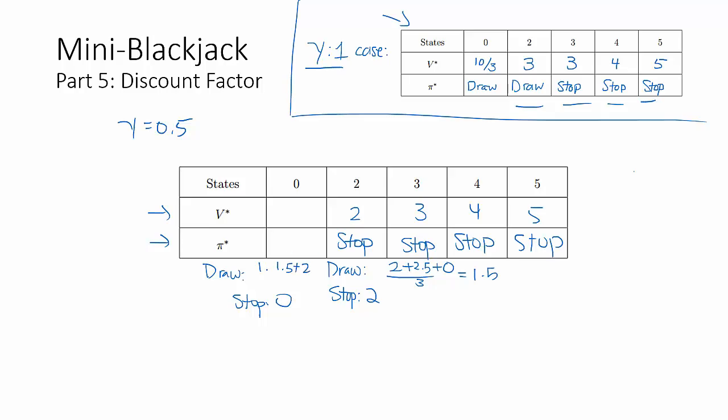The average of these is going to be 1.5. Hence, between 1.5 and 0, 1.5 is higher, and so we would prefer the draw action. And that's it.